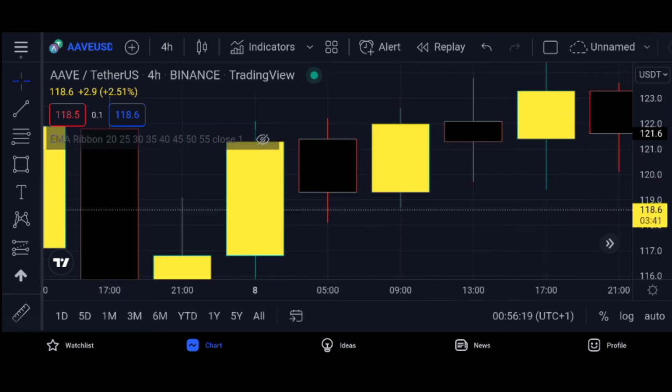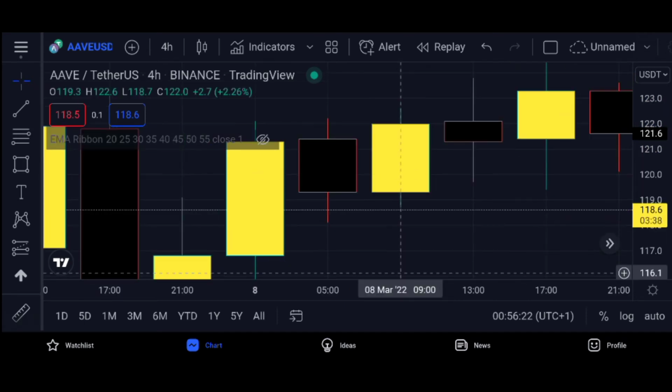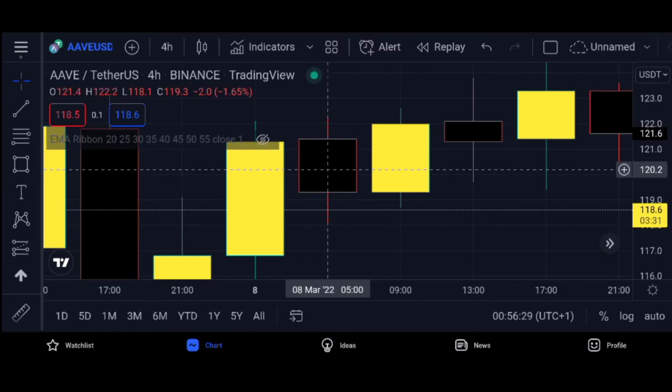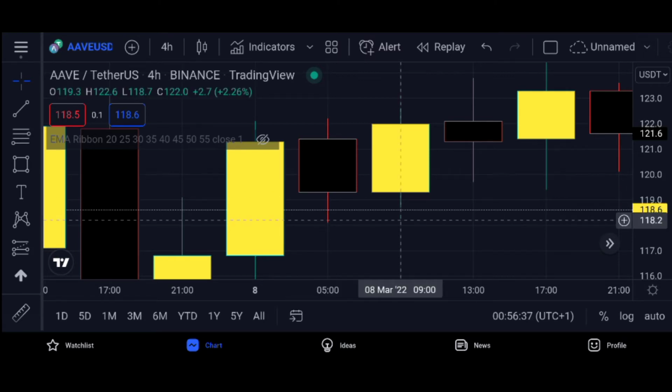One of these is our bullish candlestick. The other is our bearish candlestick. My bearish candlestick here is the black with the red edges. My bullish candlestick is the yellow with the green edges.